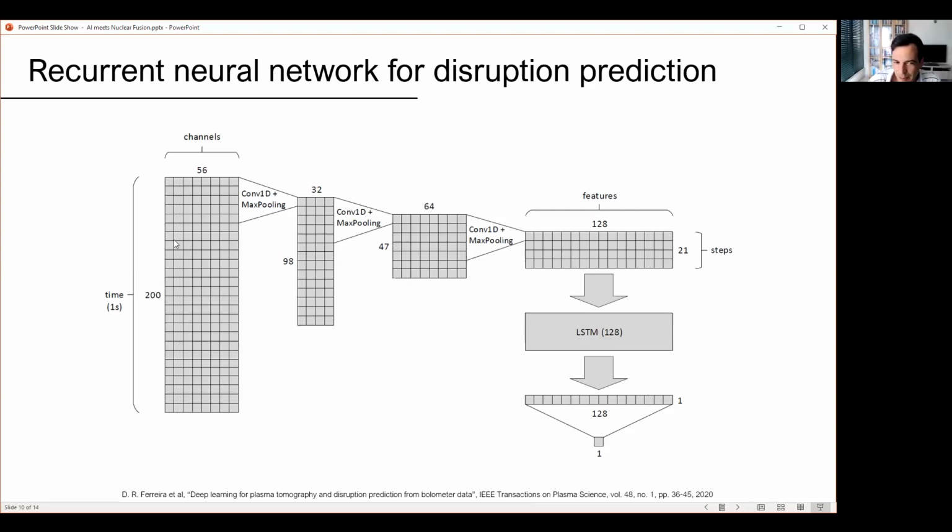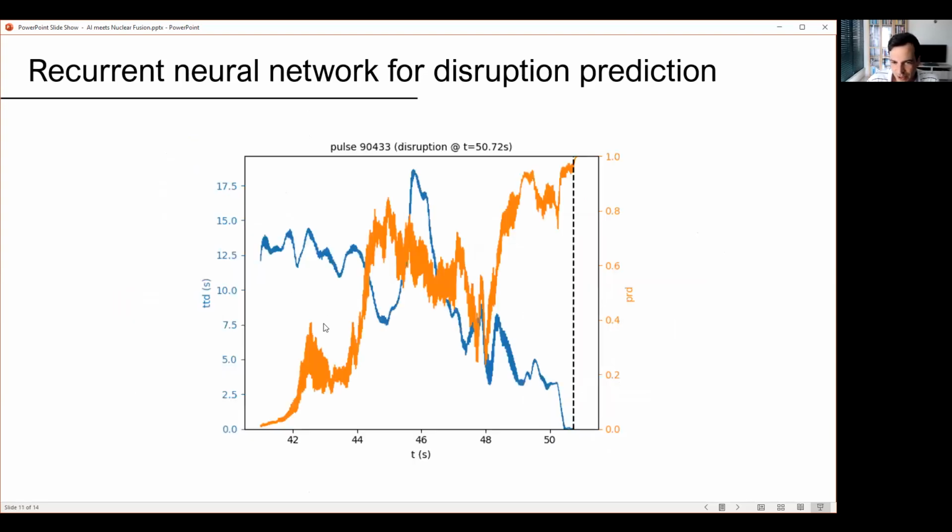Where each sample contains 1 second of raw data and how much time there is until the disruption occurring in that experiment. So we actually trained the model according to both approaches. And here you see an example of a disruptive experiment, and you see plotted in blue and orange the two different predictions that we trained the model for.